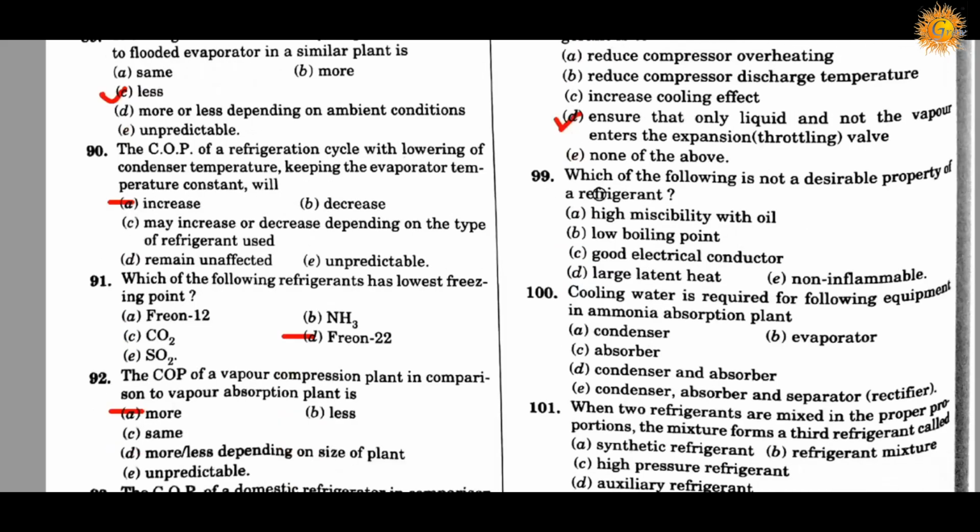Question 99. Which of the following is not a desirable property of refrigerant? Option A, high miscibility with oil; option B, low boiling point; option C, good electrical conductor; option D, large latent heat; option E, non-inflammable. So the correct answer is C, good electrical conductor is not a desirable property of refrigerant.